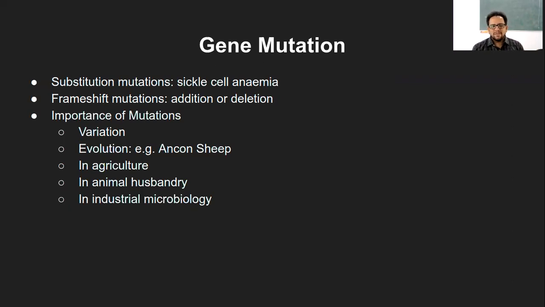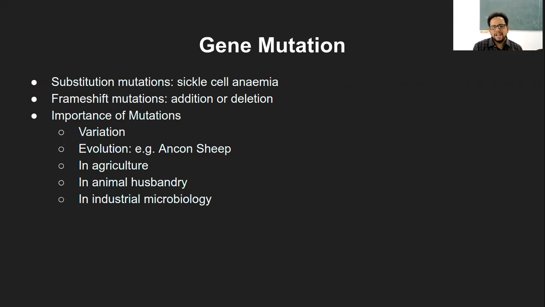And in terms of importance of mutation, we have studied this. It is important for variation within the species and across the species. It is part of evolution. Like for example, the Ancon sheep. Again, you can Google this; quite a lot of information is available. So due to the mutation, the species was generated and then it evolved.